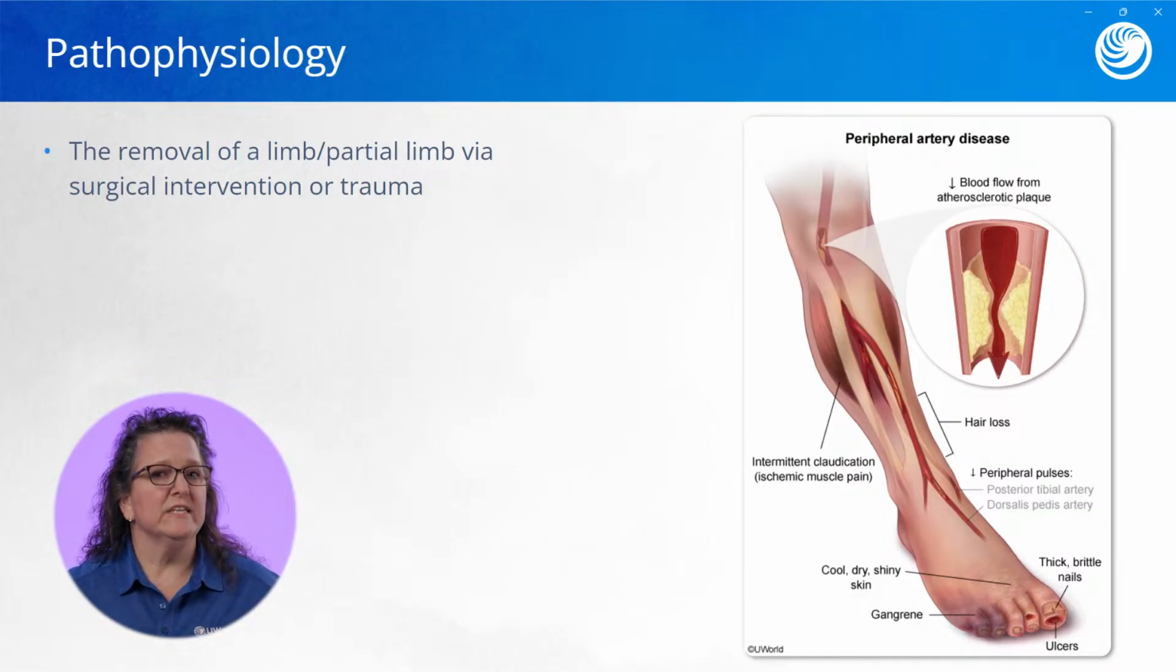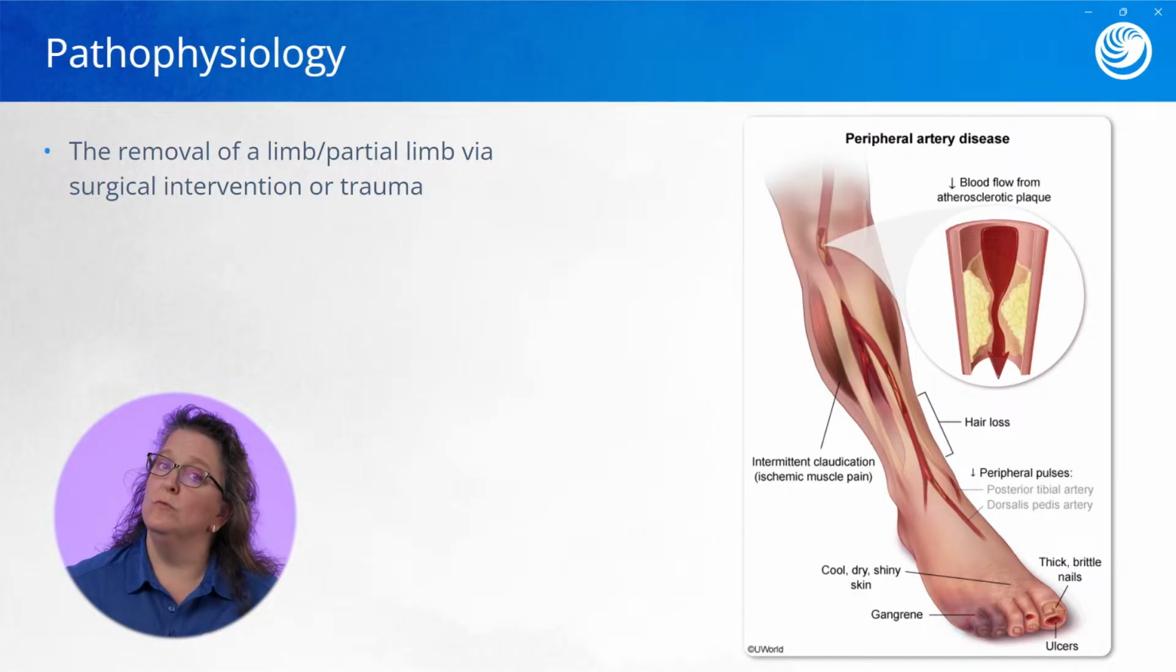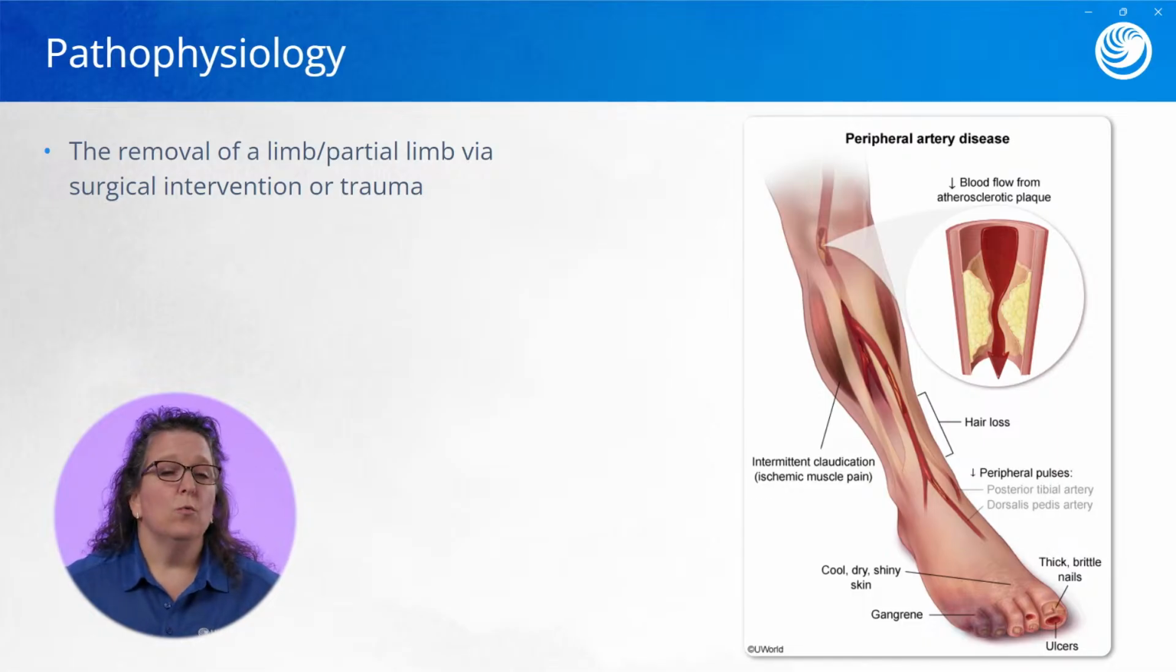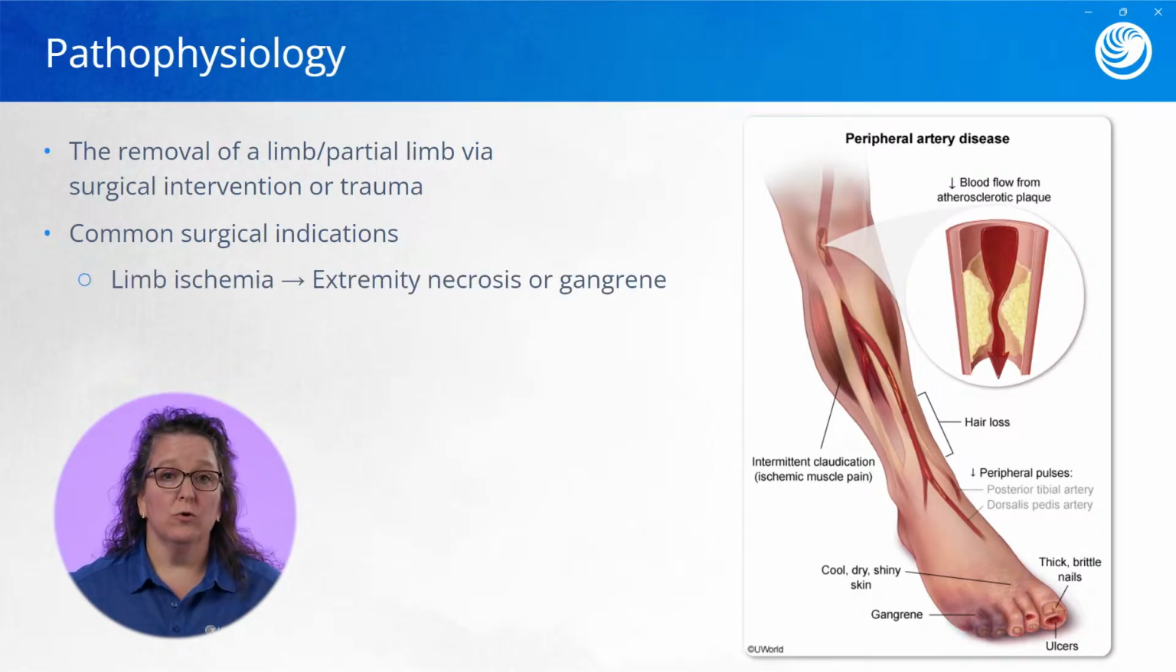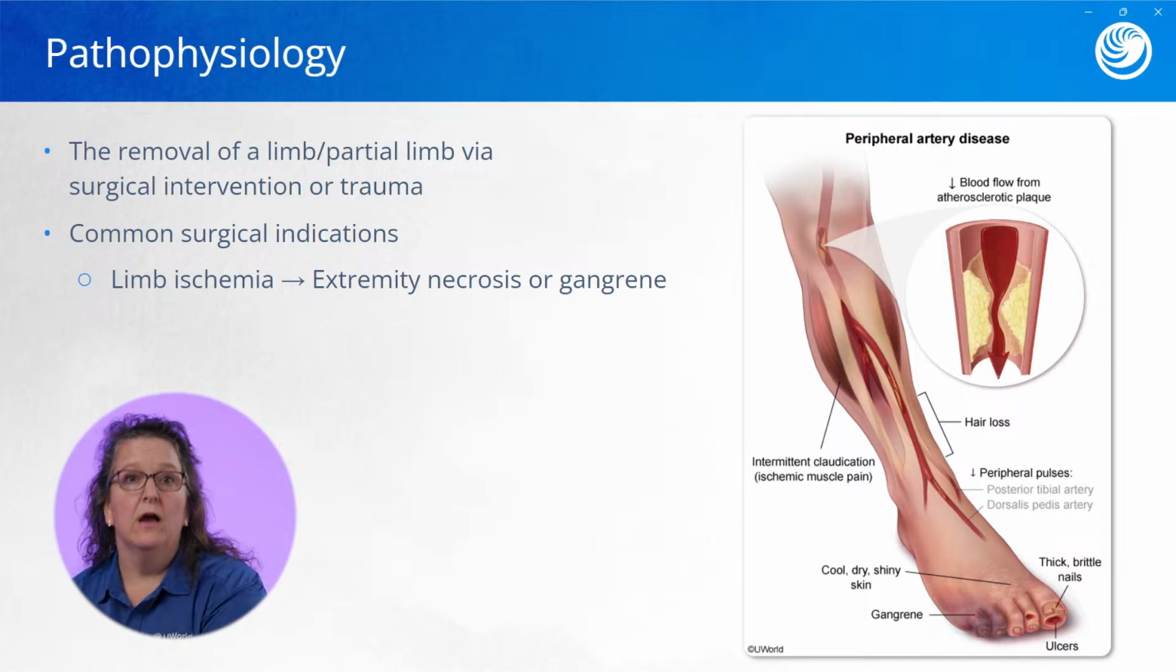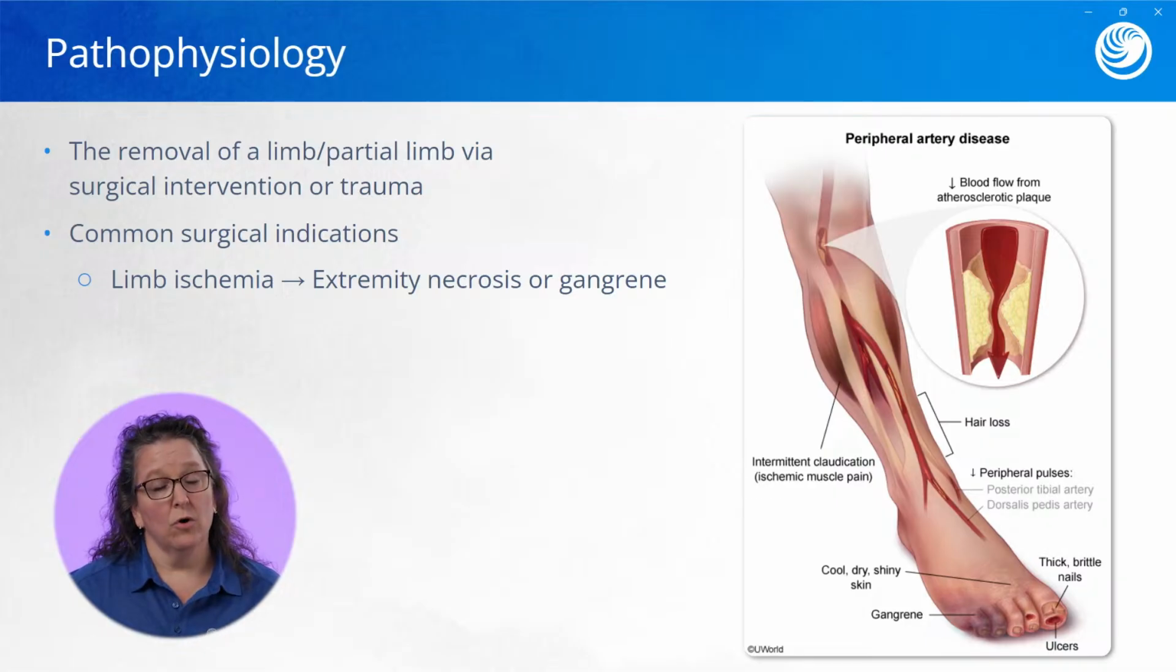There's a couple reasons why we surgically remove a limb or part of a limb. We remove a limb or part of a limb due to ischemia, necrosis, or gangrene. These are all normally caused by lack of perfusion to that extremity. No perfusion, no blood, no oxygen causes ischemia and necrosis.